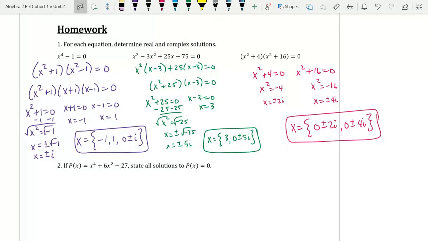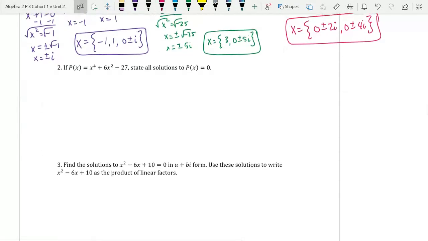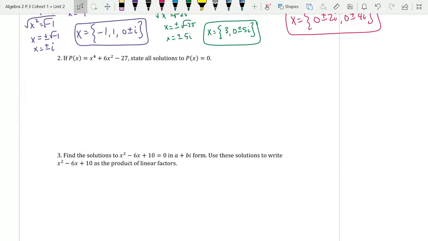Number 4 wants us to state all of the zeros of p of x. Now, some of these are real, so you can get them in the calculator, but some of them are not real. There should be 4 zeros, right? 4 total solutions. So we want to start by trying to factor this. So to factor this, I'm trying to figure out what multiplies to make negative 27, but adds to make positive 6. And that answer is going to be positive 9, negative 3. So I'm going to get 0 equals x squared plus 9 and x squared minus 3.